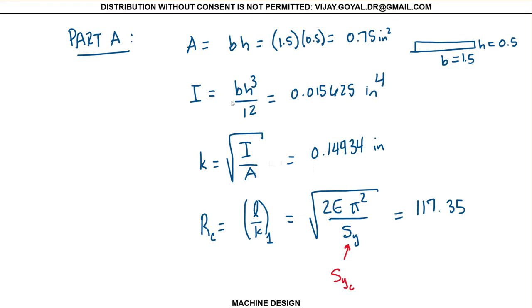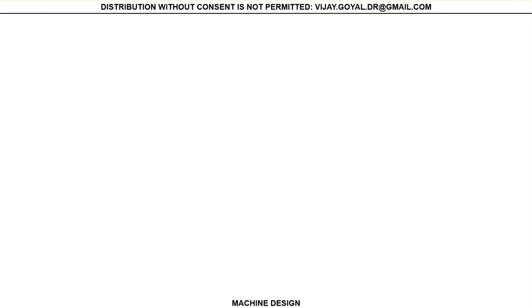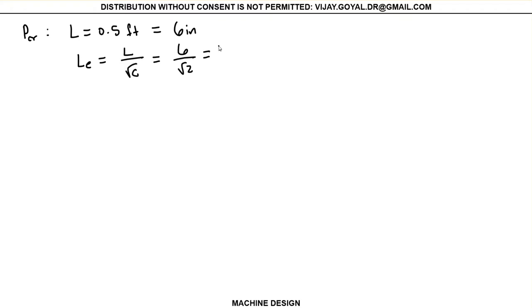Okay, so let's move on in the problem now, and let's do the first part of the problem. In this part A, the problem says for the first length, you want to find the critical load for L equal to 0.5 feet. You need to convert that into inches first because everything else is given in inches. So L effective will be L over square root of C, and that will give you 6 over square root of 2, and that gives you 4.24 inches.